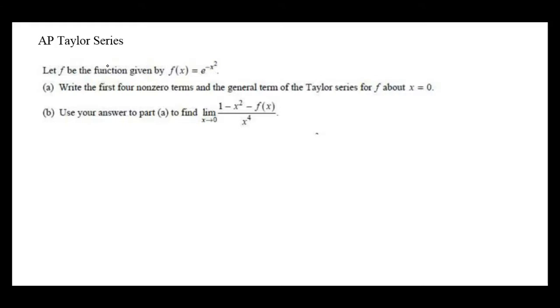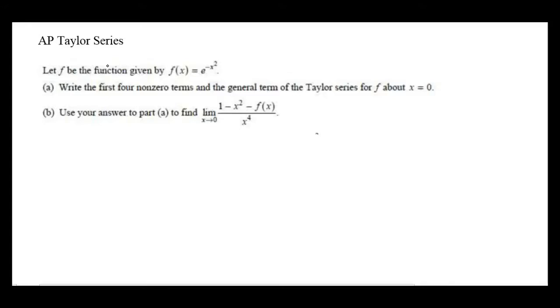So on this first one, we're going to let f be the function given by f of x equals e to the negative x squared. In part A, we're asked to write the first 4 non-zero terms and the general term of the Taylor series for f about x equals 0. So we have e to the negative x squared as our function for f of x, and we do know the Taylor series for e to the x about x equals 0.